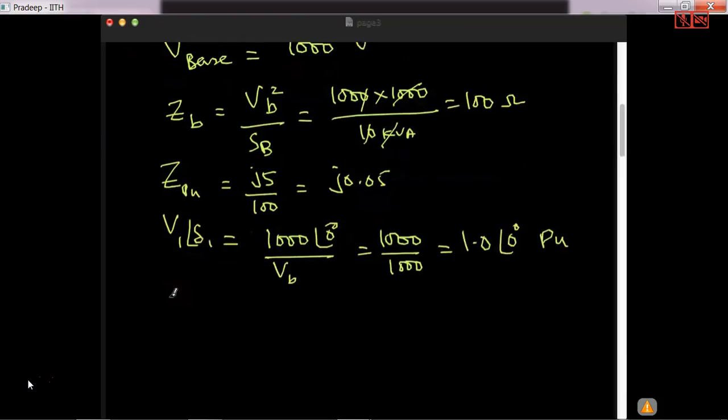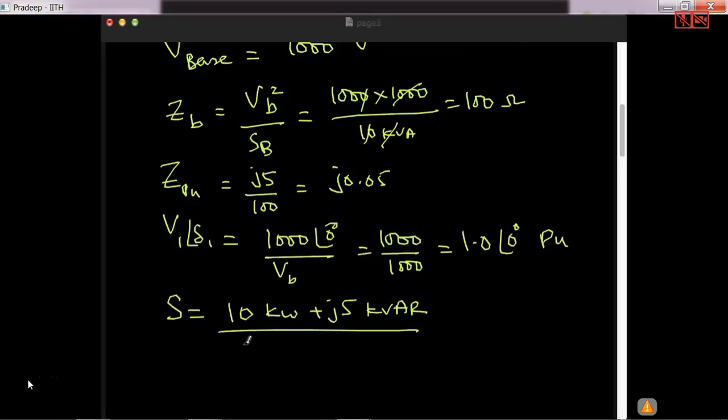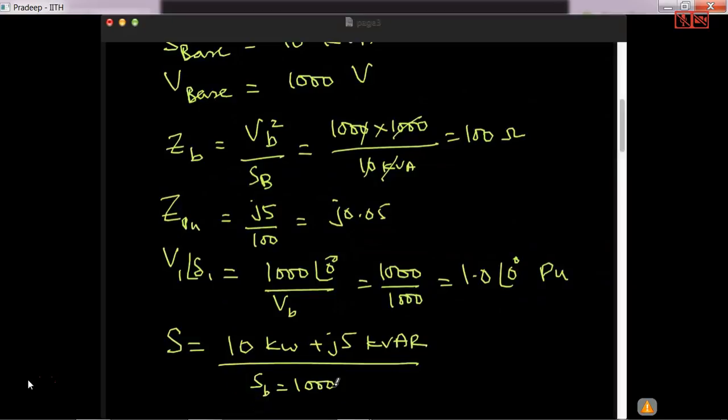So now my load is nothing but 10 kilowatts plus J 5 kVAR. So if I divide by S base, sorry, S base is 10 kVA, then my load is nothing but 1.0 plus J 0.5 per unit. So this is my load.